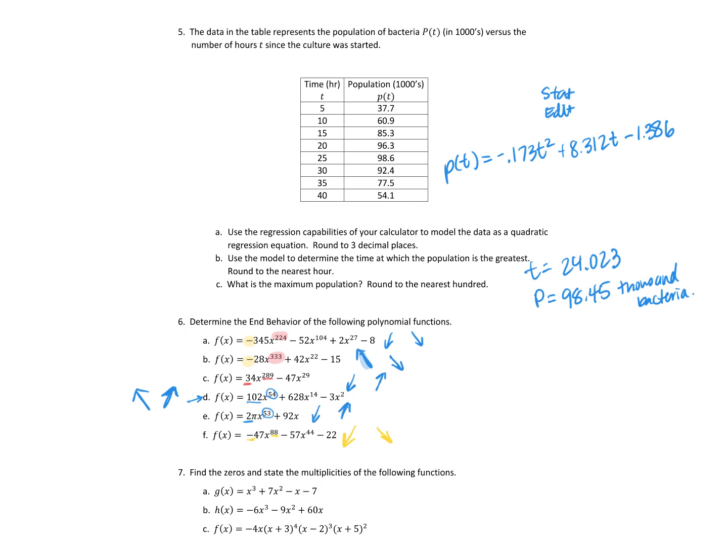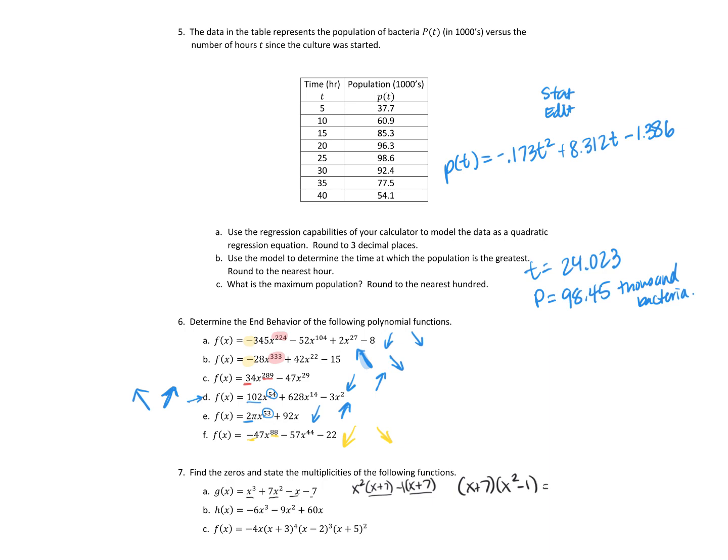Find the zeros and state the multiplicities of the following functions. So we're looking at the zeros and their multiplicities for each function. For this one, I think I can factor by grouping. If I pull out an x squared from the first two, I'll have x plus 7, and if I pull out a minus 1 from the other two, I also have x plus 7. So then I can factor out an x plus 7 from each, and I'll have x plus 7 times x squared minus 1.